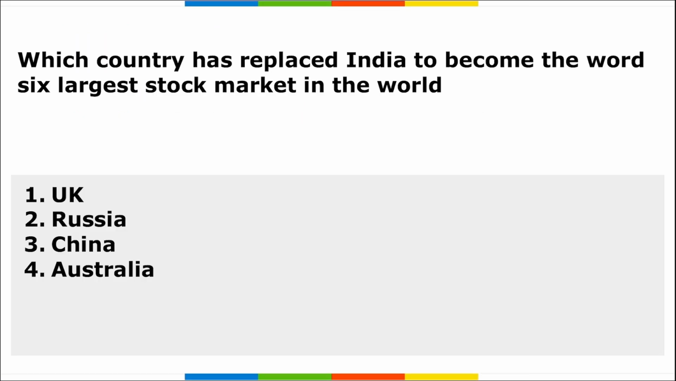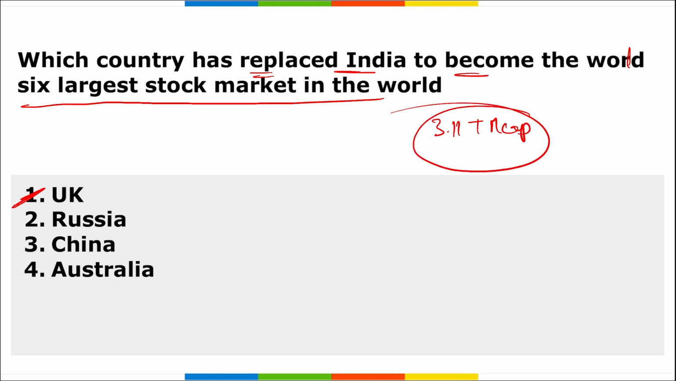Next, which country has replaced India to become the world's sixth largest stock market? So remember, the United Kingdom has overtaken India as the world's sixth biggest stock market with a 3.11 trillion market cap. All right. So the correct option is option 1. This data was released by whom?